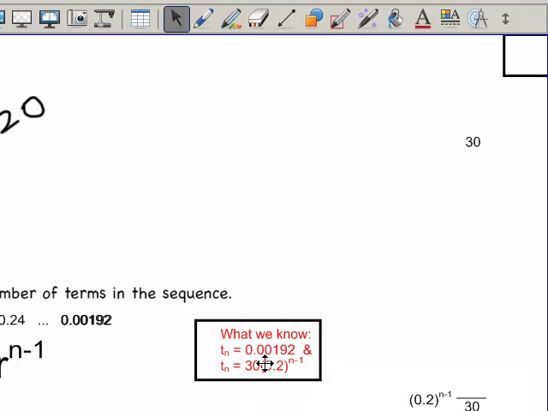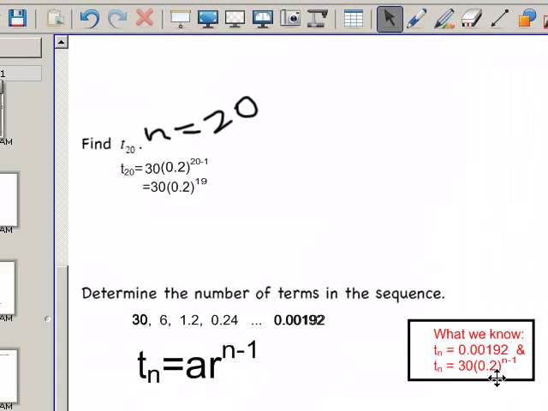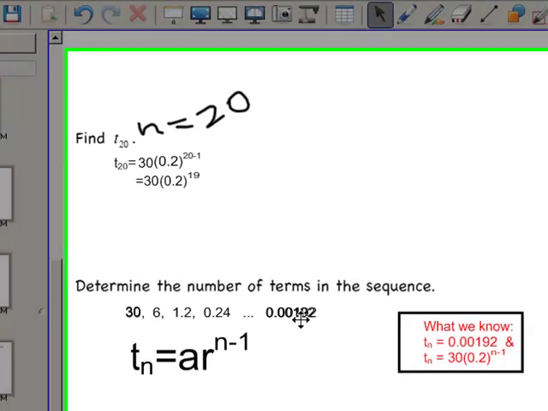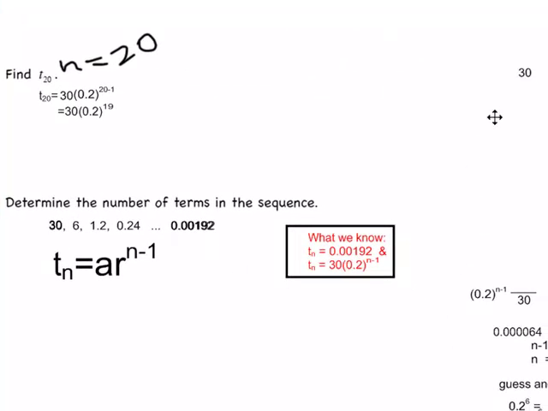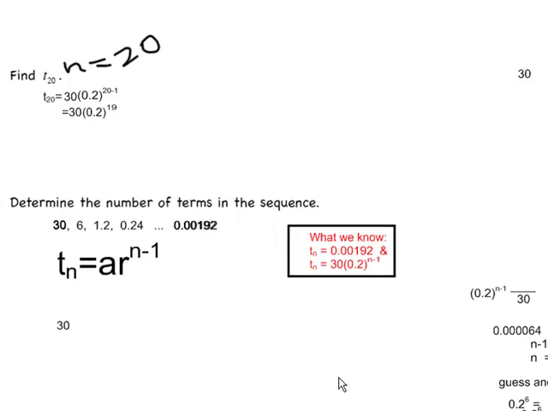This is what we know. We know the last term is 0.00192 and we know the general term. And what we will now do is we will set up an equation between the two. We will take our general term, which is 30 times 0.2 to the n minus 1.